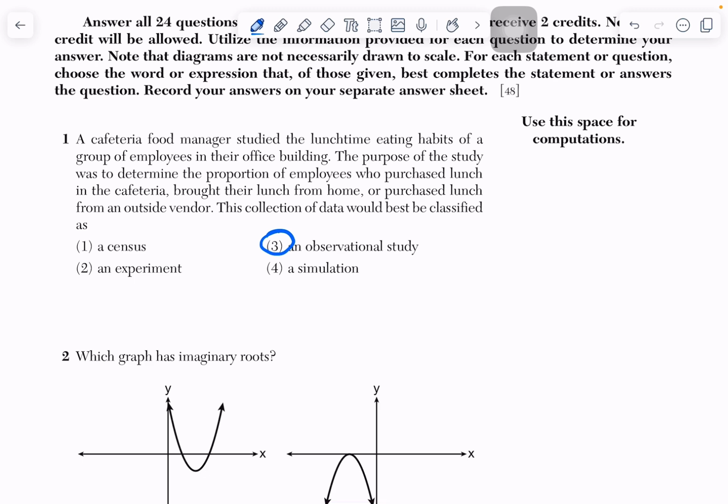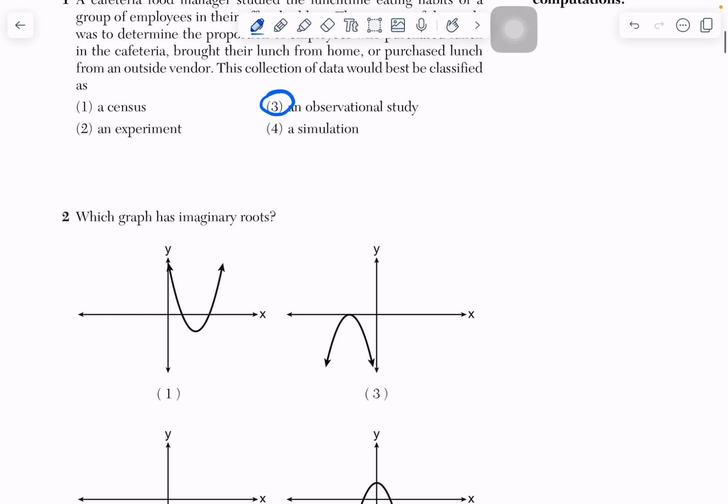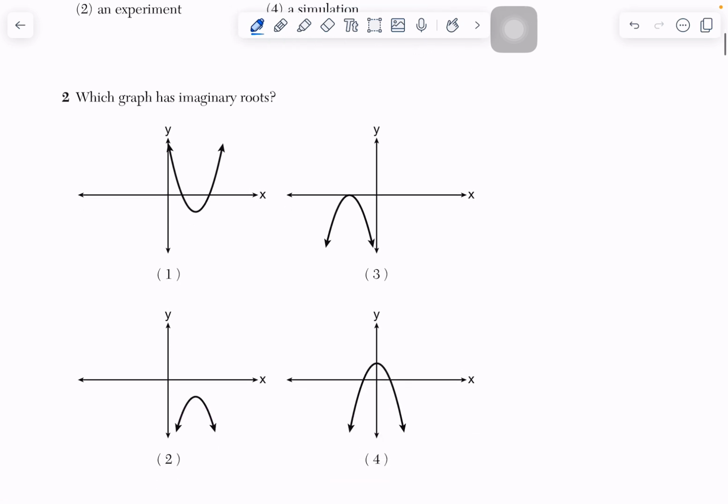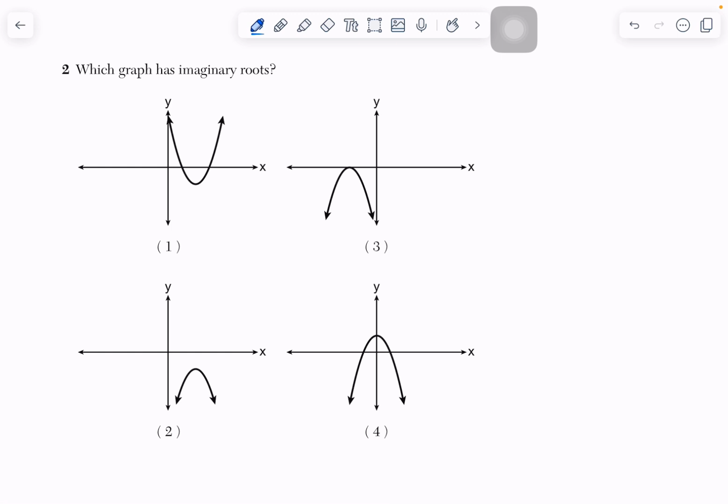So for one like this, even though we didn't do statistics, you could pretty much know just from common knowledge what this should be. The second question is, which graph has imaginary roots? Imaginary roots do not touch the x-axis. If you have a parabola and it doesn't touch the x-axis, there are no real roots, so they have to be imaginary. So this is number 2.